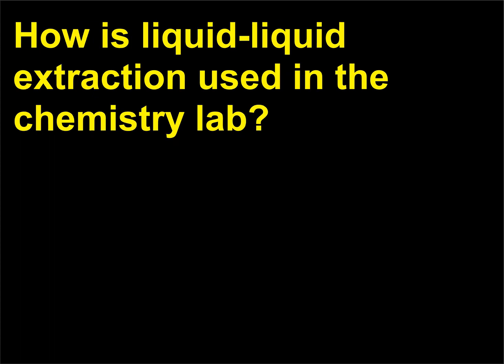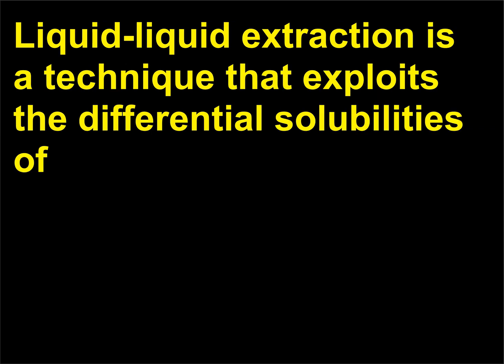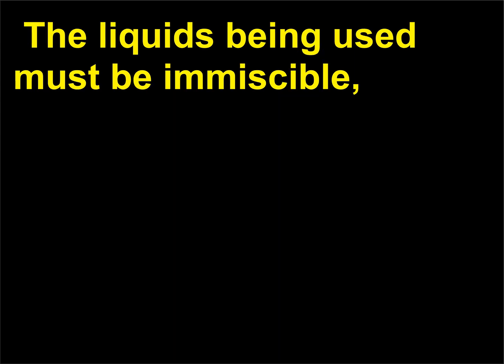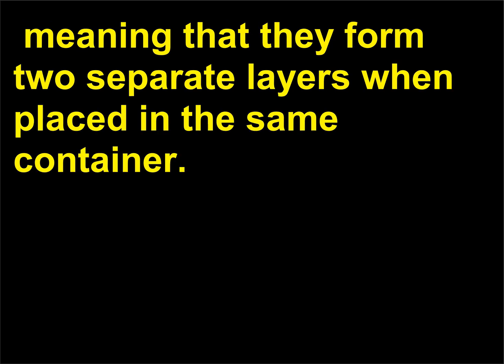How is liquid extraction used in the chemistry lab? Liquid extraction is a technique that exploits the differential solubilities of compounds between two liquid phases to extract the compound we want into a single phase. The liquids being used must be immiscible, meaning that they form two separate layers when placed in the same container.